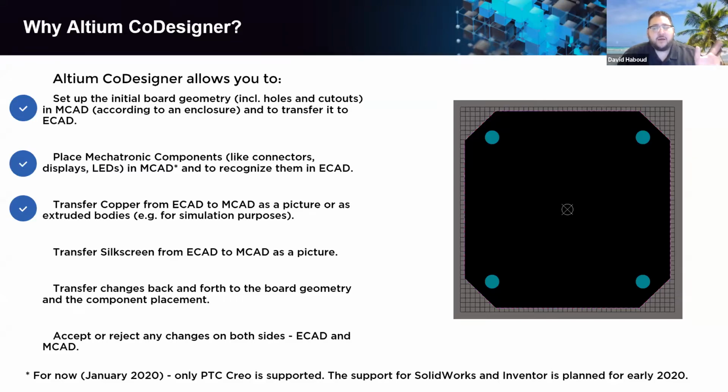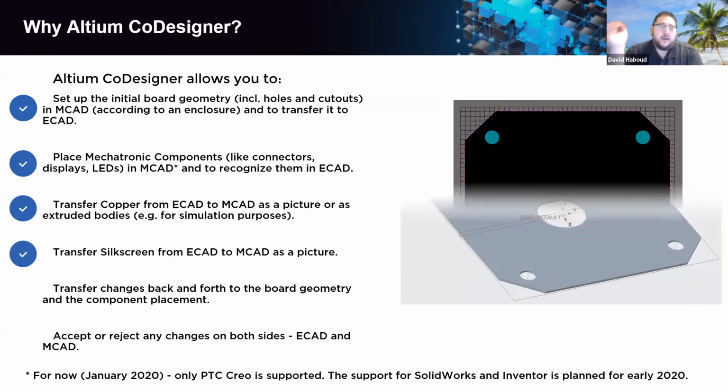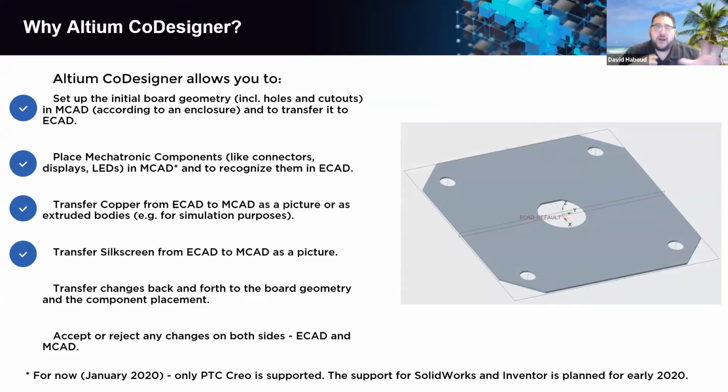Following up on that, silk screen as well. You know, it comes over as a picture, as a decal in the terminology of the MCAD space. From there, you could transfer the changes back and forth, board geometry, component placement, anything of the sort, and you can accept and reject any of the changes on both sides from the ECAD and the MCAD side. And as I mentioned earlier, you have a record of authoring, comments, any changes, and you have some nice timestamps.